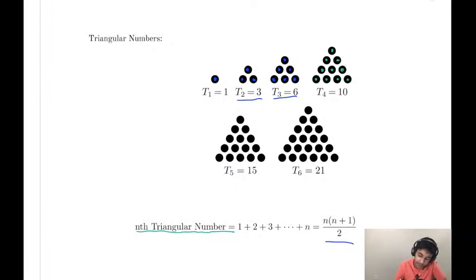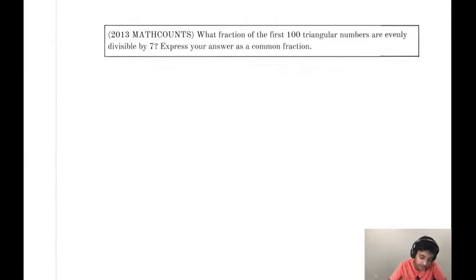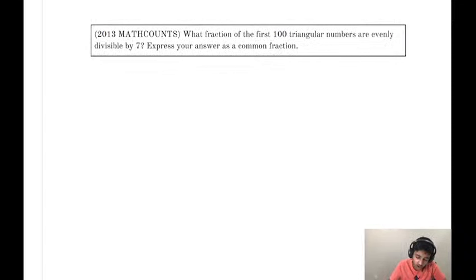Let's actually explore a MathCounts problem that uses this concept. What fraction of the first 100 triangular numbers are evenly divisible by 7? So again, the nth triangular number is n times (n plus 1) divided by 2. So we're asked to find, when will this be divisible by 7? So I'll give you a minute to try this out on your own.